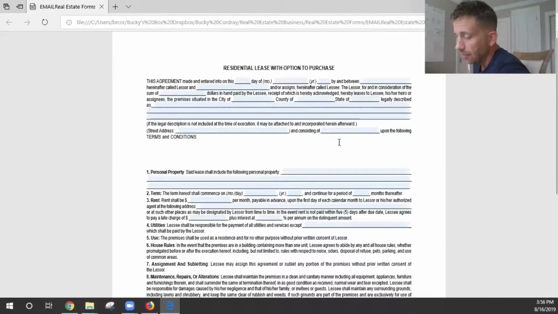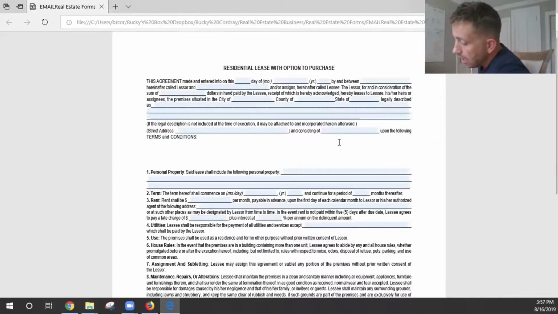Okay. Now, I'm going to be frank and honest. We're going to talk about both the benefits as a real estate investor and the benefits as a seller. So what's the difference between a lease option versus a lease purchase? Let's make this clear. There's a big difference between a lease option and a lease purchase.